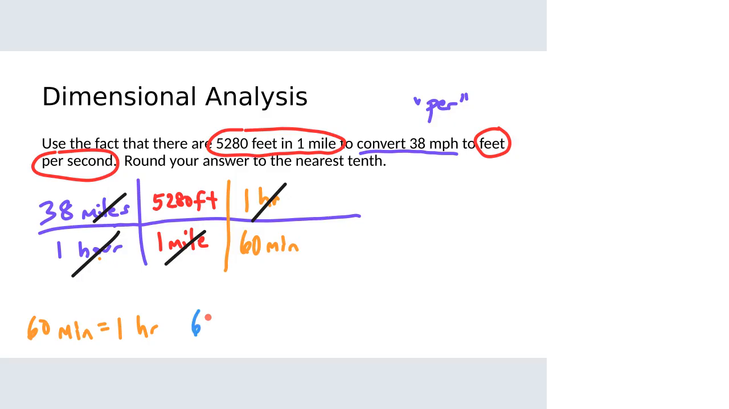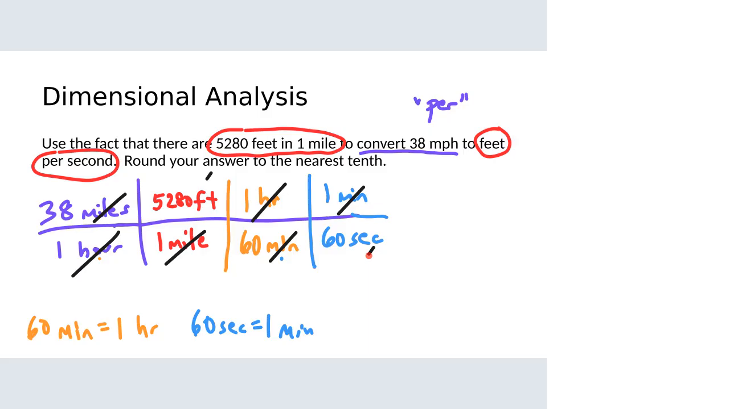So let's see here. I know there are 60 seconds in 1 minute. So my unit fraction here will be, I've got minutes on the bottom that I need to get rid of. So I'm going to put that 1 minute on top and my 60 seconds on the bottom. At this point, my minutes cancel. And what are my units now? Feet per second. Hey, how about that? I made it to feet per second. I don't need any more unit fractions.